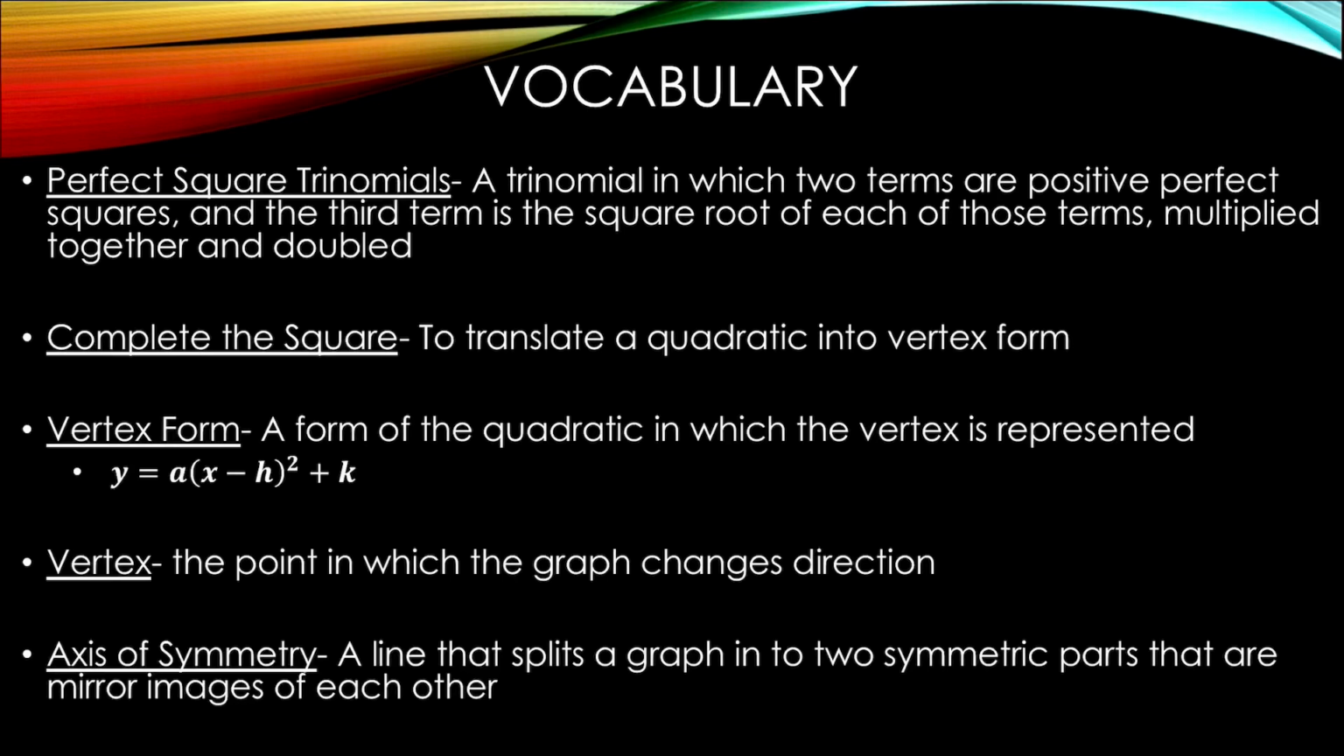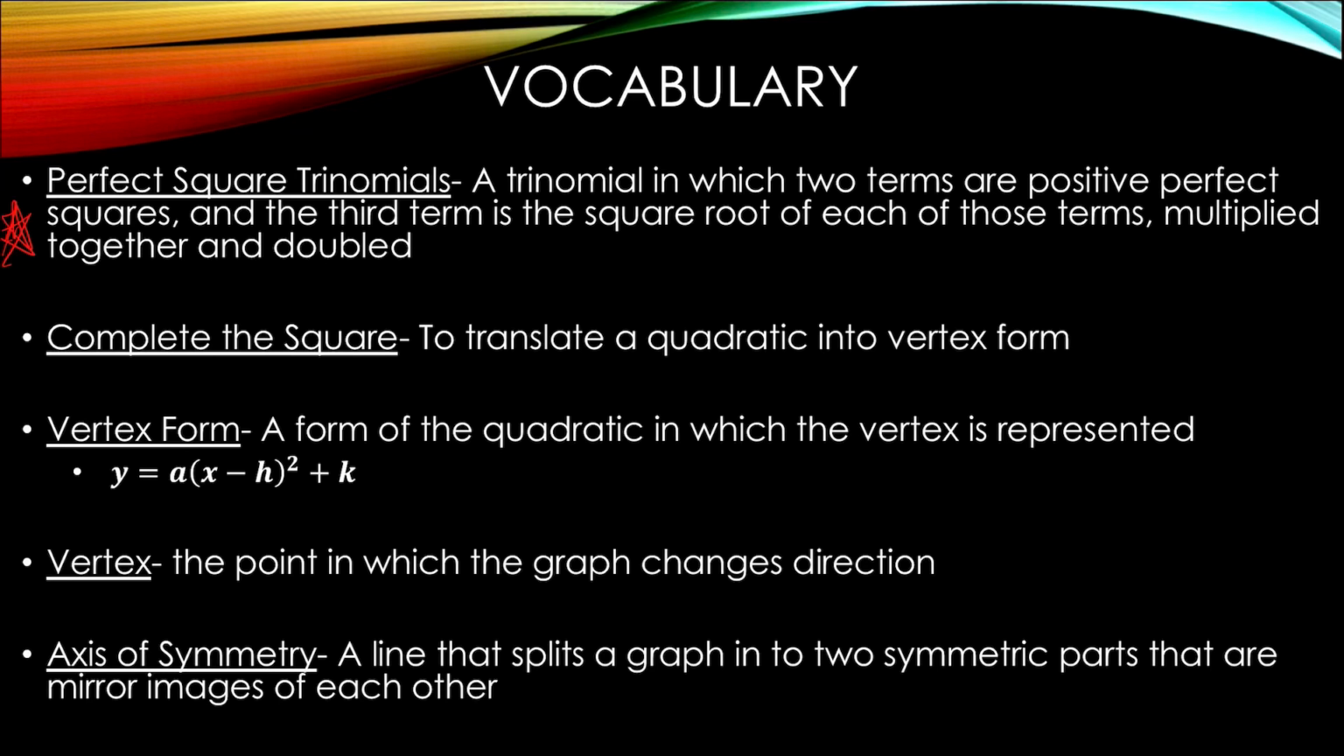So just some quick vocabulary. A perfect square trinomial is a trinomial in which two terms are positive perfect squares, and the third term is the square root of each of those terms multiplied together and doubled. This is what we talked about last time. You're going to see it on quizzes and tests, so make sure you have that. Completing the square is the method used to translate a quadratic into vertex form.